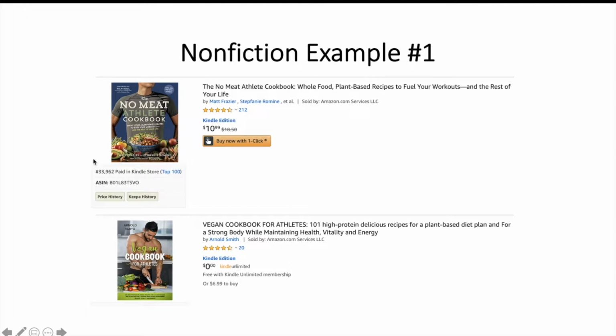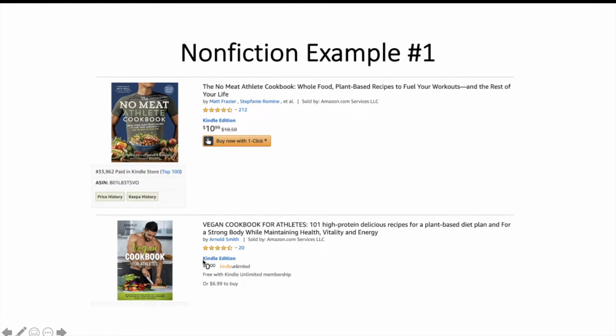You can see this book is not using any keywords in the title, unless Meat Athlete Cookbook is a profitable keyword. If it's a profitable keyword, yes, but I doubt it is. Whole food, plant-based recipes, those are keywords potentially, and it is probably ranking for those. But what is the book really about? It's a vegan cookbook. So if this book really wanted to optimize the title to rank for vegan cookbook, then it would have put vegan cookbook in the title here.